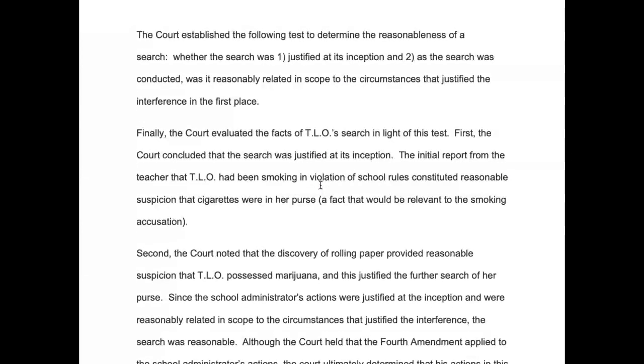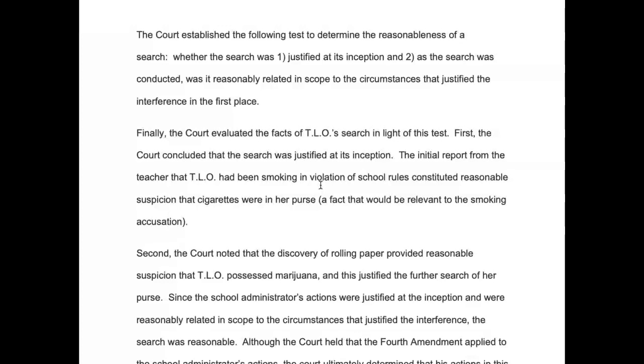And so they came up with a test, and this is an important test. You need to remember this. This is key. There are two tests, the TLO test. One is, was the search justified at its inception? Okay? And that's where reasonable suspicion comes in. We'll talk about that. The second one was, as the search was conducted, was it reasonably related in scope? So that means, was the search related to the scope of the crime or the alleged crime?